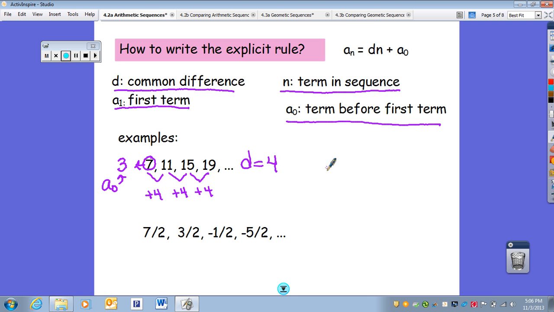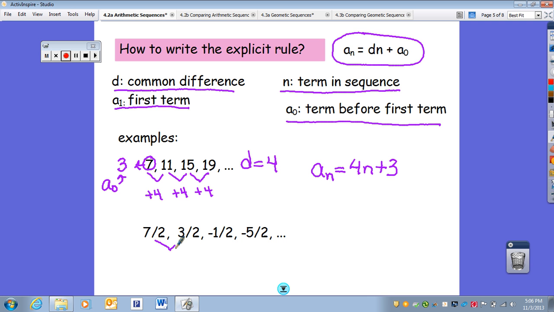So here's the rule that I'm going to write, and it's going to help me to make a rule in general for my sequence. So a sub n means I can find any term I want in my sequence. All I need to do is take the difference, which is 4, multiply it by n, which is the number of the term I'm looking for, and then I need to add 3, which is my previous term. Let's take a look at another example.